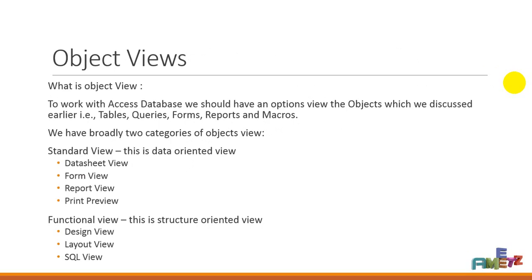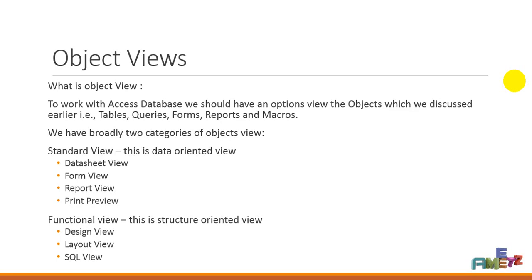So what is an object view? To work with an Access database, we should have an option to view the objects like tables, queries, forms, reports, and macros, so that we can manipulate them and we can see the way we want it to work, so that finally the end output will come.